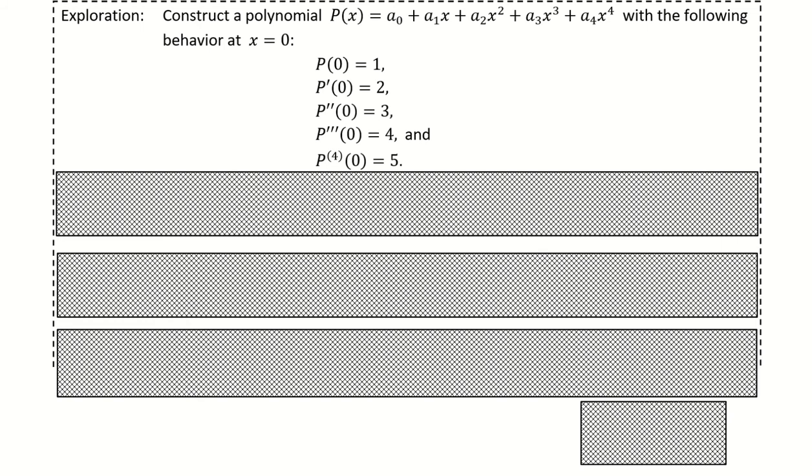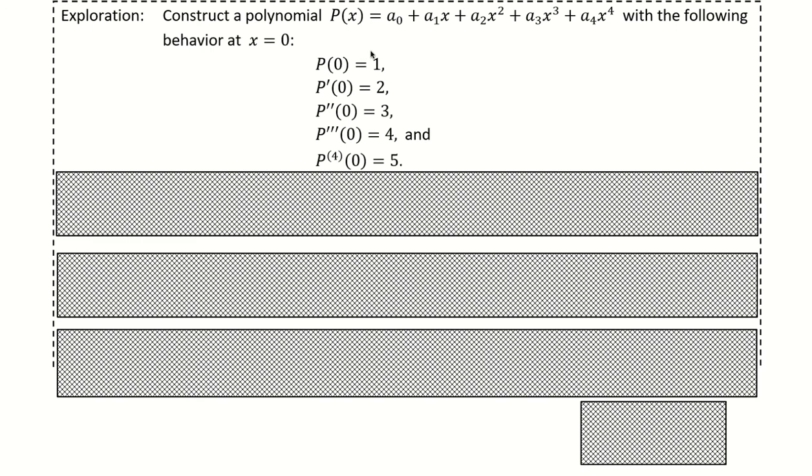So we're going to be figuring out what all these coefficients are supposed to be. We want to find a fourth degree polynomial that has all of this following behavior. It's almost like all of these initial conditions. So again, ultimately, we want to figure out what a sub 0 is, a sub 1, a sub 2, a sub 3, and a sub 4.